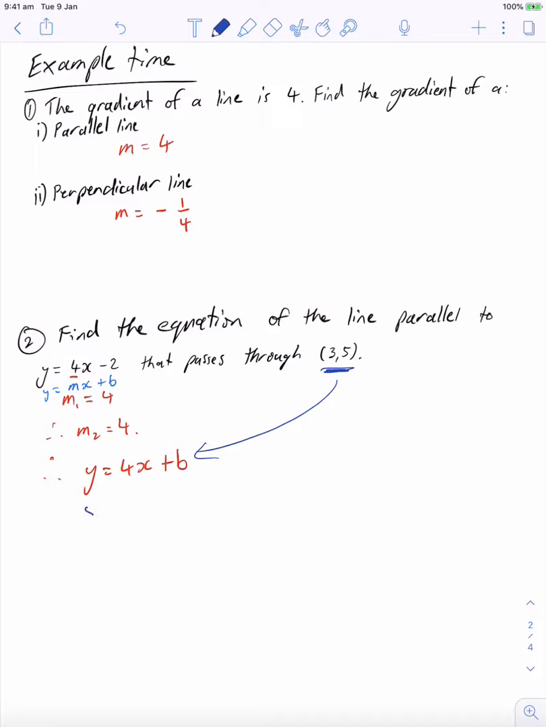So we'll make y, 5, equals, well, there's our 4, same as our gradient. So now when x is 3 here, I'm just substituting that point in, and we're going to be able to solve this to find out what b is. So I'm going to get 5 equals 12 plus b, and moving that across, I get b equals -7. And so therefore we can say that our final equation is just going to be y equals 4x minus 7. Okay, and that's the equation of that line.